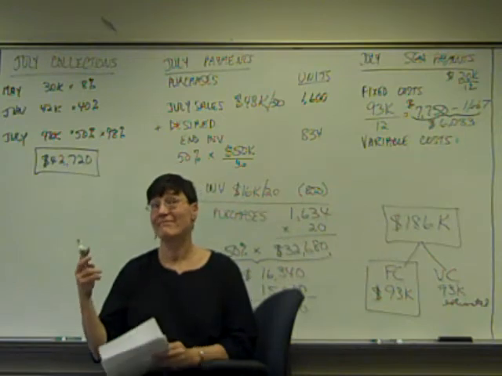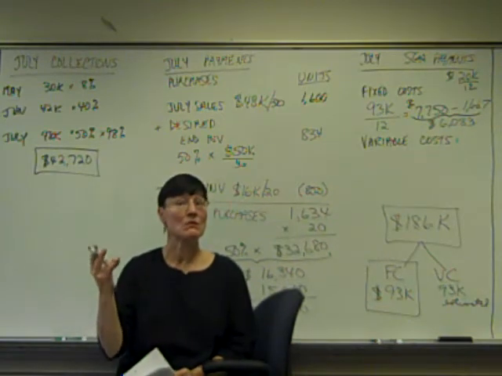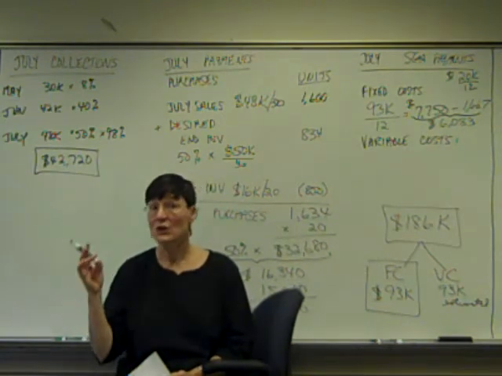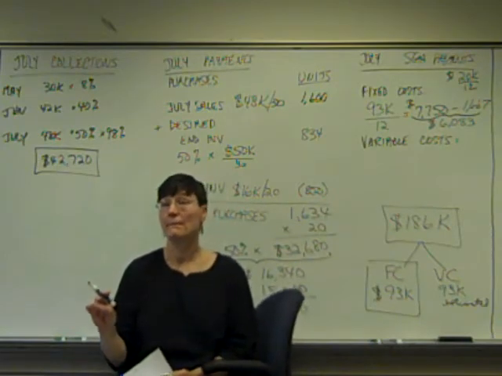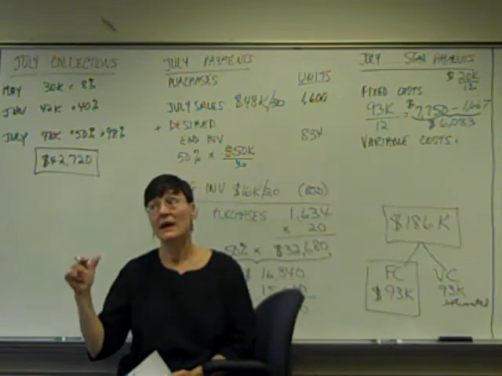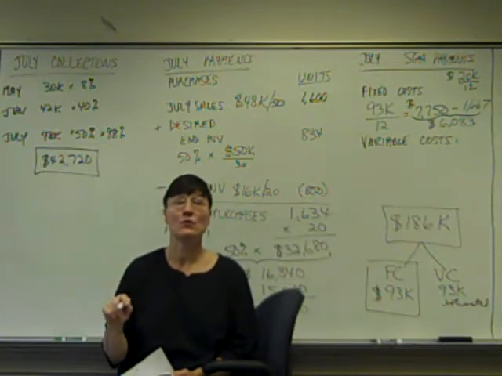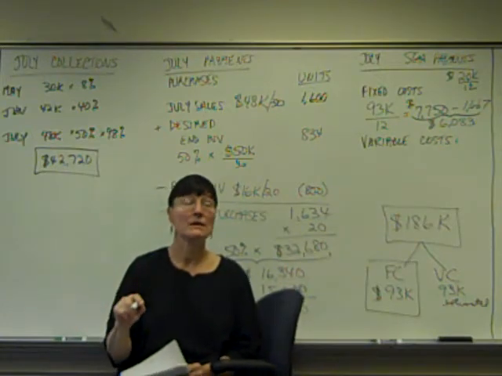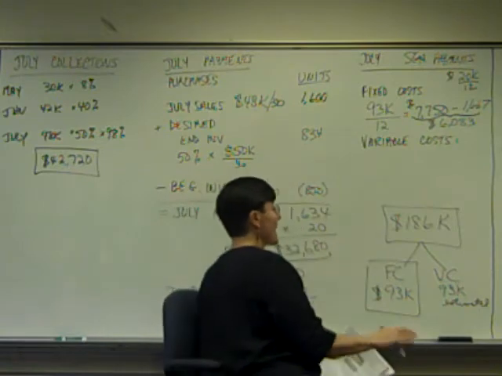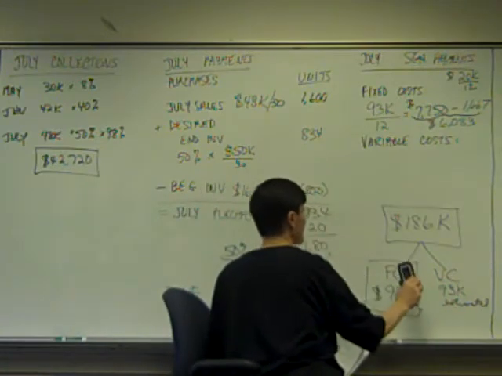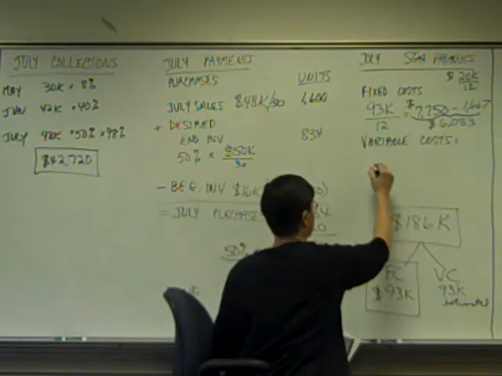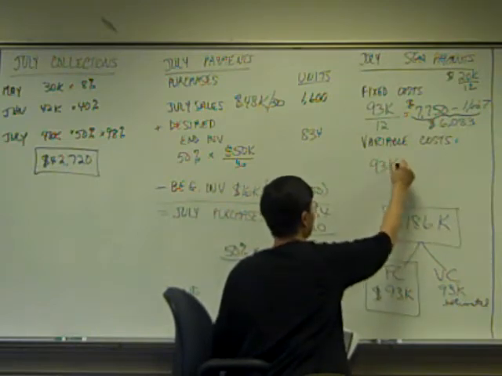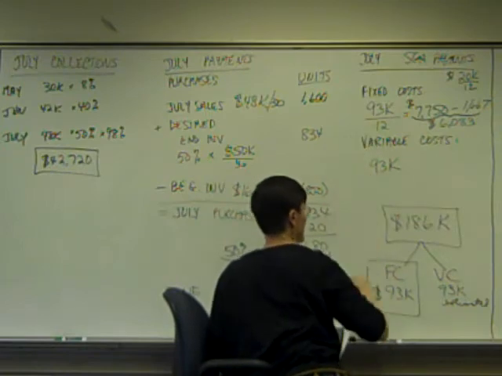Because remember, our balance sheet and income statement are on the accrual basis. If we incurred the cost, it goes on the statements. It doesn't matter when we paid them. Whereas the cash budget wants to know when we need the cash. Now, variable costs, we know we have the other 93,000. So there's our 186.